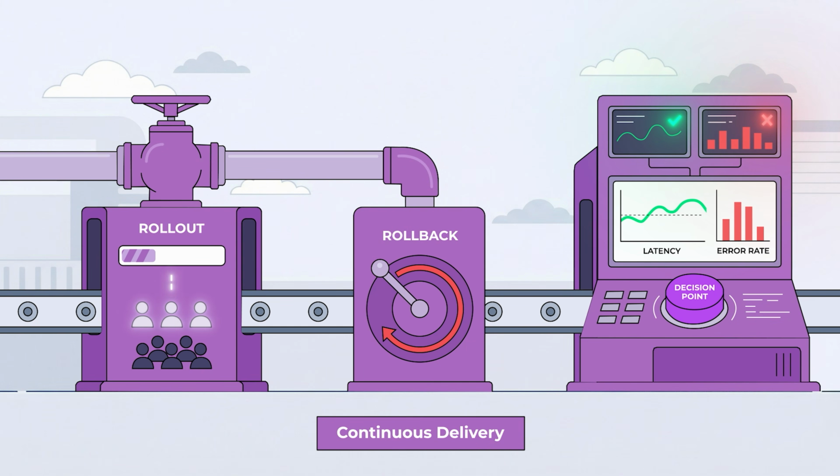First, controlled rollout. You don't release to all your users at once. Second, fast rollback. If something goes wrong, you can quickly go back to the previous version. Third, observability is the decision point. You don't continue the rollout to more users unless metrics like error rate and latency look healthy.